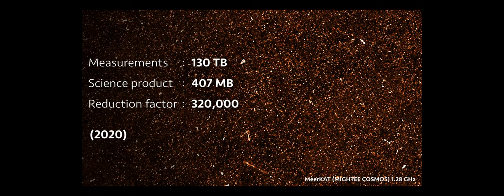Aficionados will probably be screaming at me to point out a few caveats here. The science product size, of course, does change depending on what your science application is. You know, it can get a lot larger than 407 megabytes. But I just wanted to put these up to give you a ballpark feel for the scale of the problem. So radio interferometry has always had a big data problem, but it's only getting bigger.